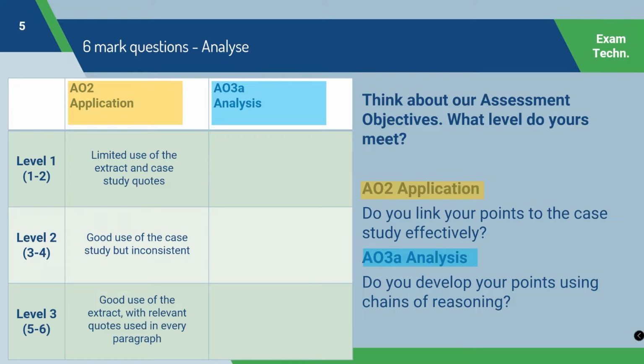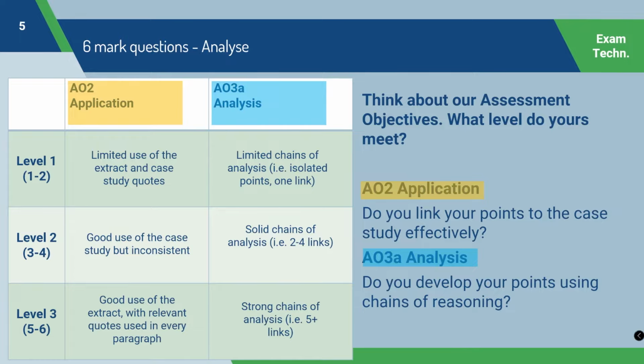Now, if you were doing one paragraph, then that would have to be spread out throughout that paragraph, so not just one big chunk of application at one point and then not coming back to it. Whereas if you're doing 2 paragraphs, it's a bit easier to get that right because you have application in both paragraphs and it's naturally spread out. For our analysis, we've already talked about this, but it's worth repeating. 1 link is probably going to be level 1, 2 to 4 links for level 2, and 5+ links for level 3.